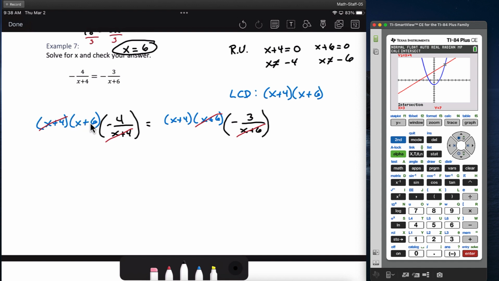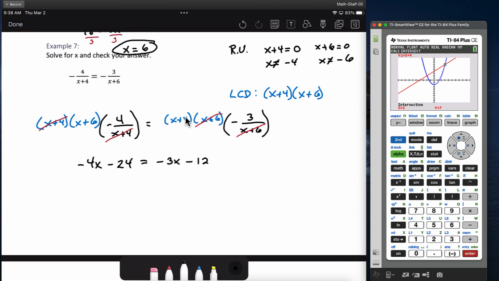So x plus 6 times negative 4, we just need to distribute this negative 4. Negative 4x minus 24 equals, here we're going to distribute the negative 3 to the x plus 4. We get negative 3x minus 12. And now we're left with a linear equation.